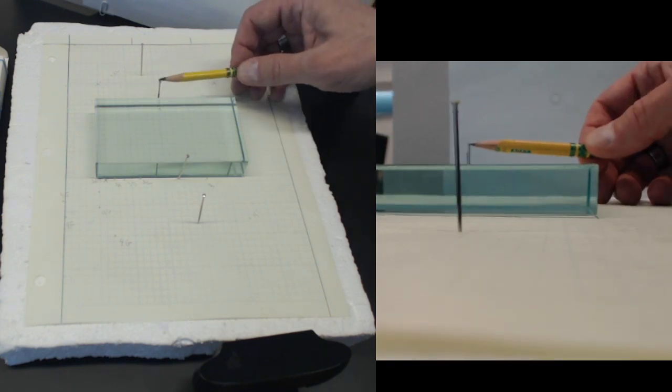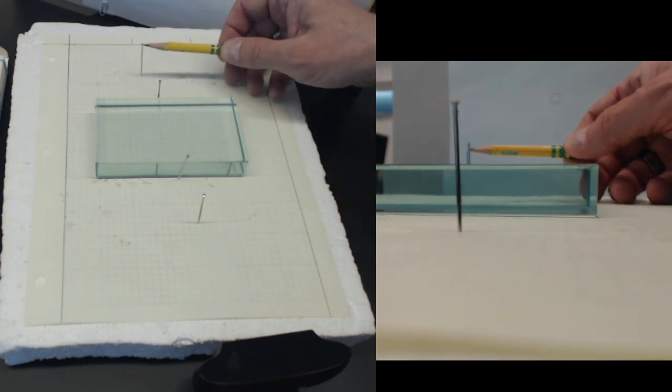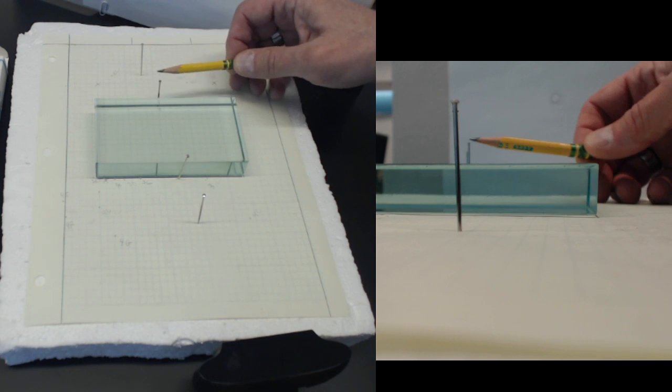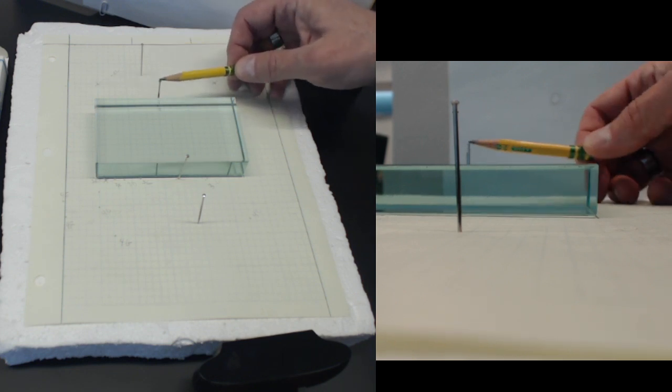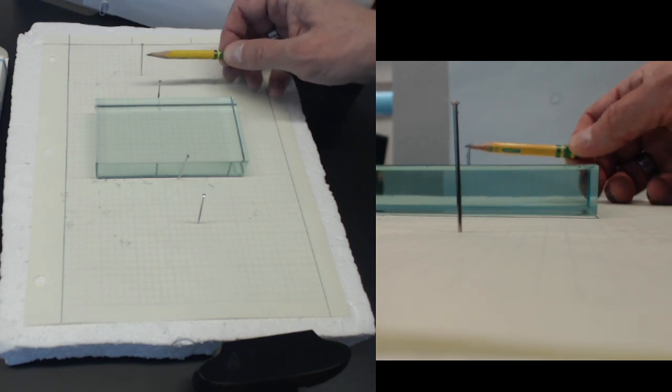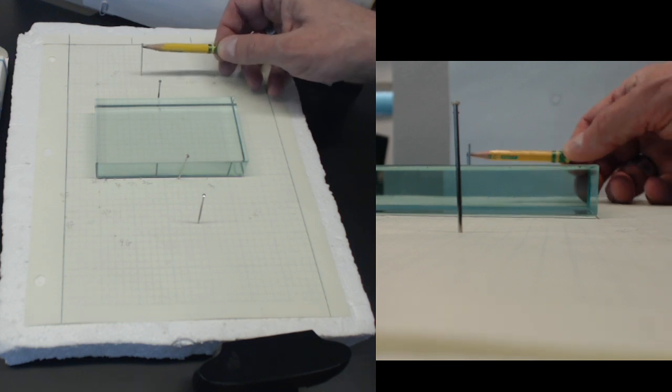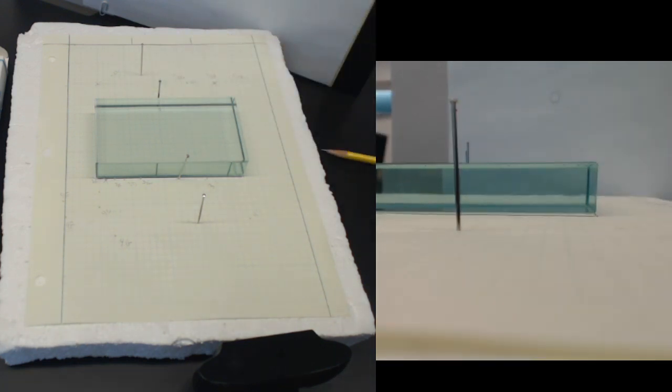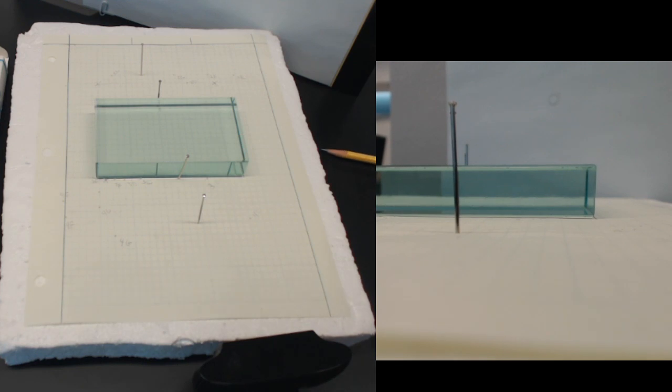Here's pin 1, and here's pin 2. So look, they look like they're lined. From this point of view, they look like they're pretty close to being lined up, from looking off to the side. What do you make of that? I'll let you interpret.